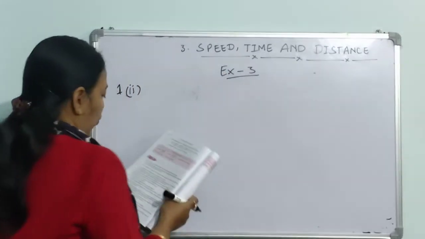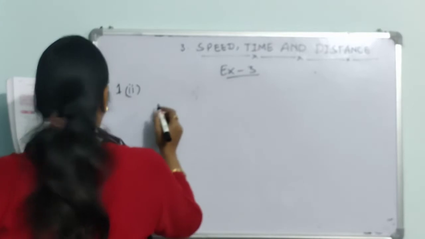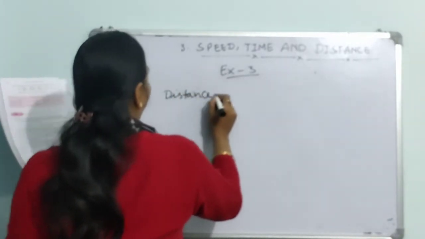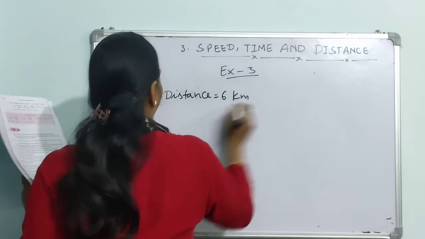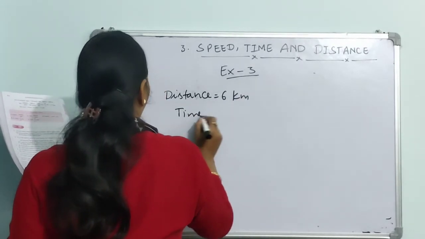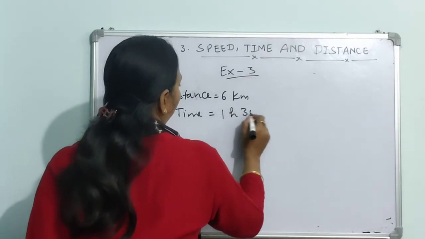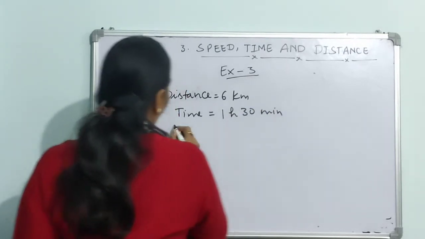So first you note down what is given here. Here first distance you note down. Distance is 6 km and time is equal to 1 hour 30 minutes and you have to calculate speed.